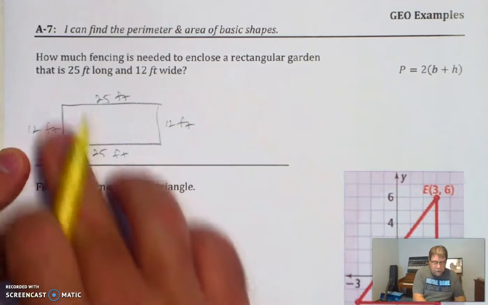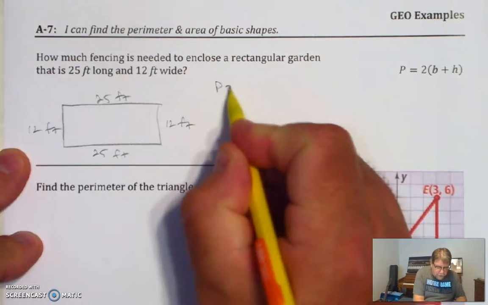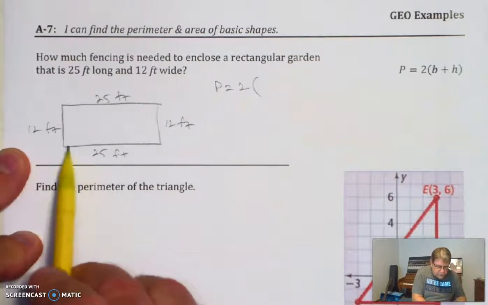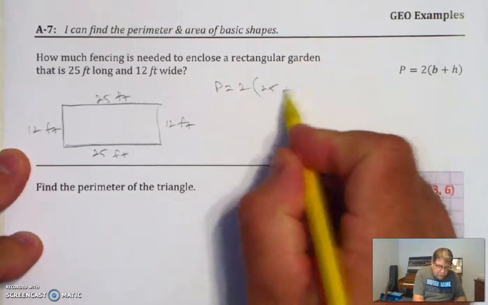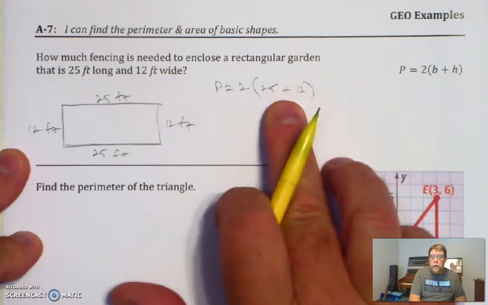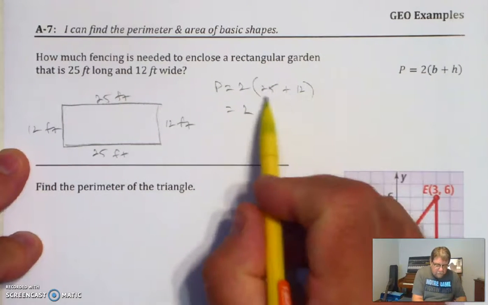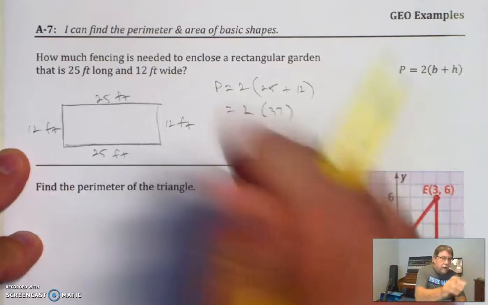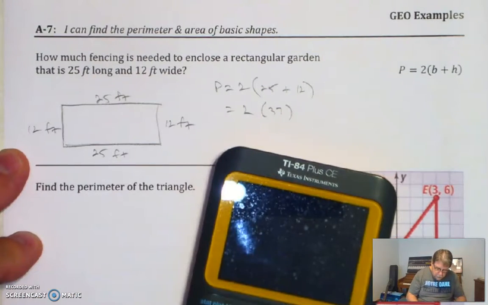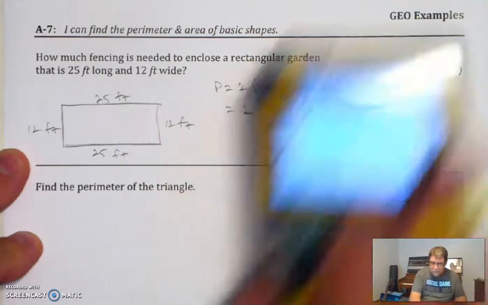Technically, all we need to do is add up those four numbers. Well, this formula does it for us. So I'm just going to simply say the perimeter equals 2 times the base. The base is 25, plus the height. The height is 12. Technically what you're doing is you're adding up one base, one height, and then you're doubling the answer. So we're going to get 2 times 25 plus 12 is 37. And just to double check that, we will use our calculator. 25 plus 12 is indeed 37, and then we multiply that by 2, and we get 74.